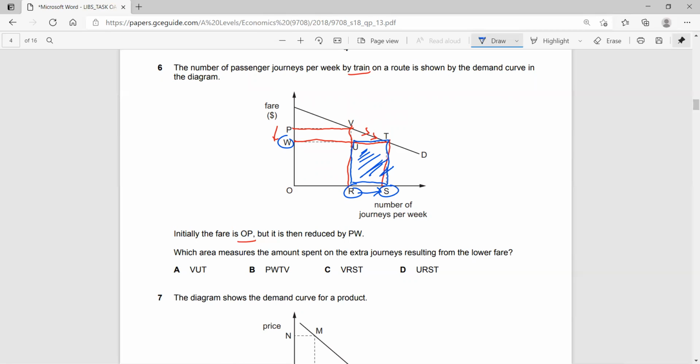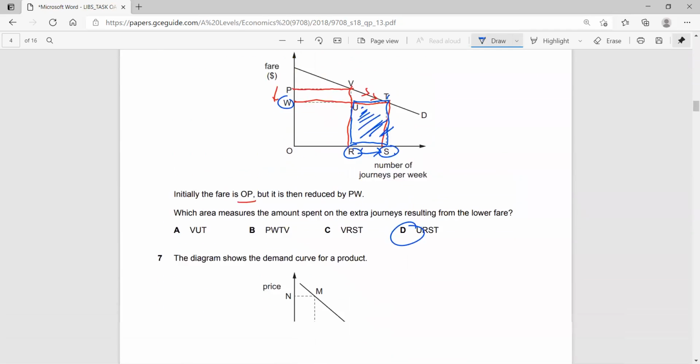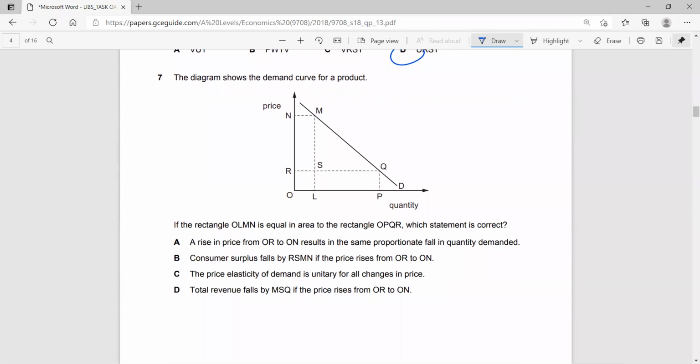So if you look at it, this is UT. Okay, so URST. Oh, that's T. So that's always a little odd because you're trying to figure out the order in which they've written the answer, but you figure it out eventually.